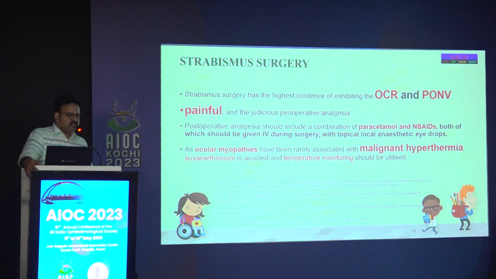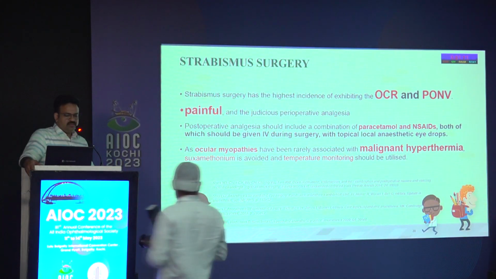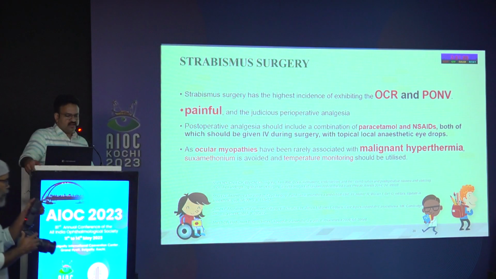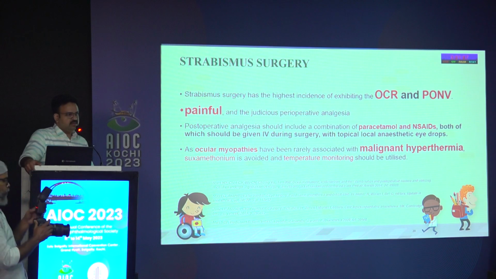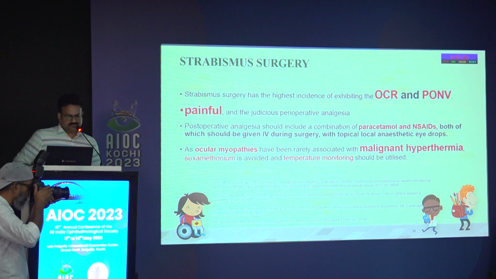And the strabismus surgery has the highest incidence of exhibiting the OCR. What is OCR? The oculocardiac reflex and postoperative nausea and vomiting. Strabismus surgery is mostly painful, and we judiciously use perioperative analgesia, including opioids. And we can give paracetamol and NSAIDs for the postoperative analgesia. And ocular myopathies have been rarely associated with malignant hyperthermia. So we purposefully avoid succinylcholine and institute temperature monitoring in our kids.